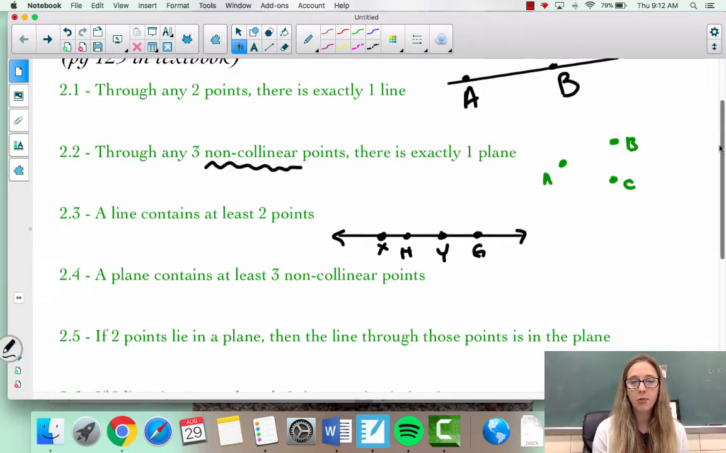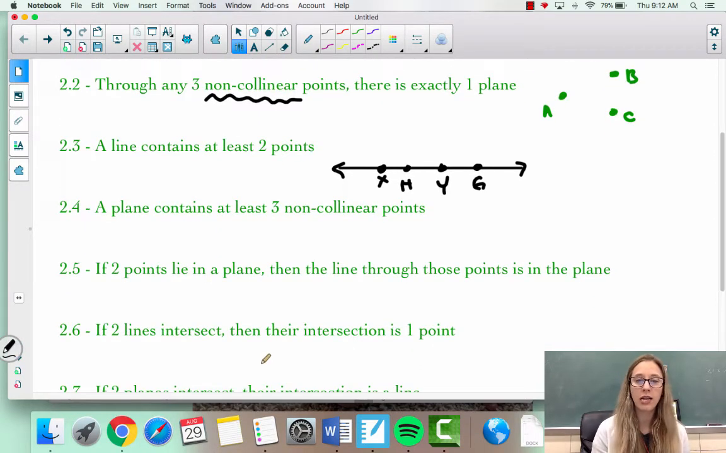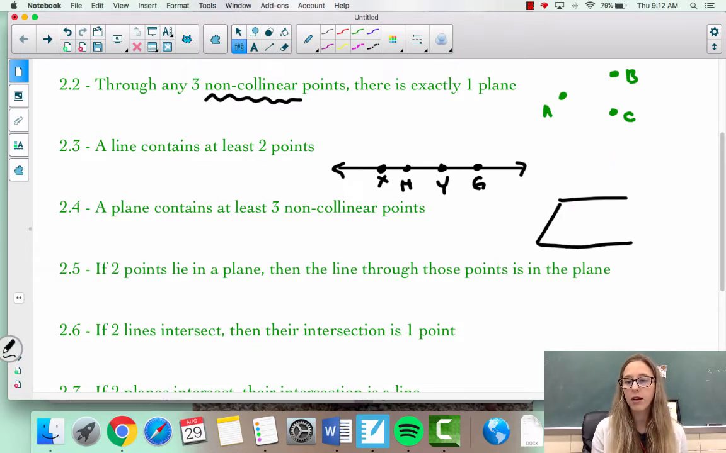2.4 says that a plane contains at least 3 non-collinear points, so same concept. If we have a plane here, maybe I call it plane A, then I have to have at least 3 points, but I could have more. I could have an extra point here, I could have a line here, which remember lines have 2 points on them, so as long as they're non-collinear, you're going to have at least 3 of them or more.